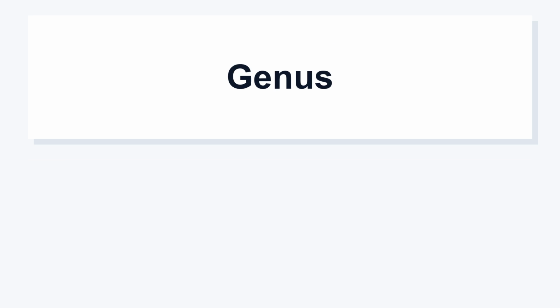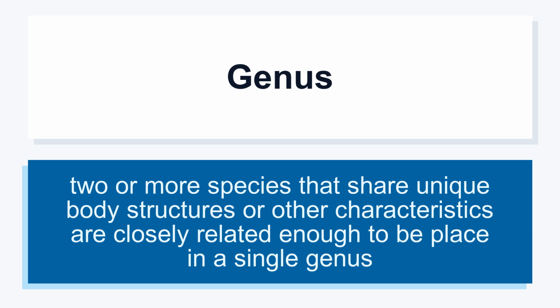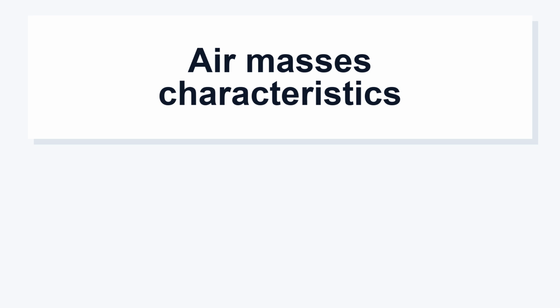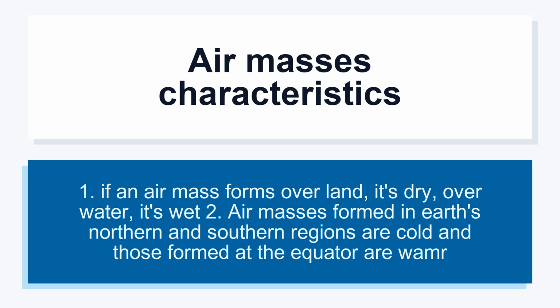Genus: two or more species that share unique body structures or other characteristics are closely related enough to be placed in a single genus. Air mass characteristics: 1. If an air mass forms over land, it's dry; over water, it's wet. 2. Air masses formed in Earth's northern and southern regions are cold, and those formed at the equator are warmer.